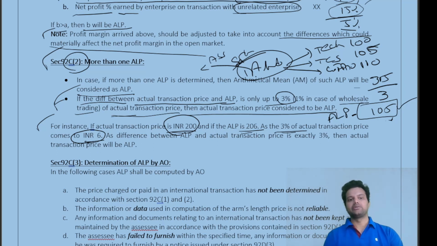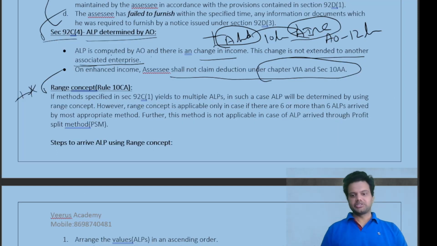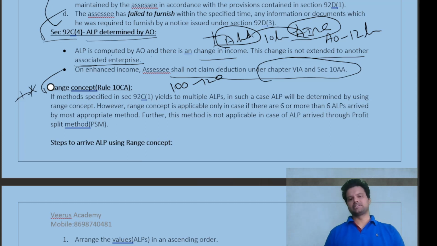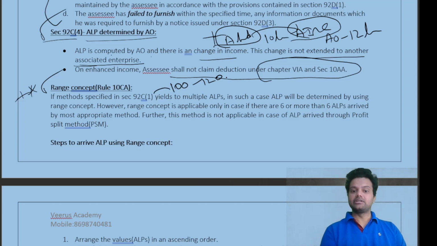This is all about section 92C subsection 2. Range concept read with rule 10CA. So what does this mean? Before going to that methodology, I will just give you one example. If I travel from Mumbai to Pune, and I arrive in Pune in 1.5 hours, for example, you ask me what speed I maintained. I tell you that I maintained a speed of 100 to 120 kilometers. That means I didn't fall below 100, and I didn't drive above 120 speed. This is what it means. So this is also a range.